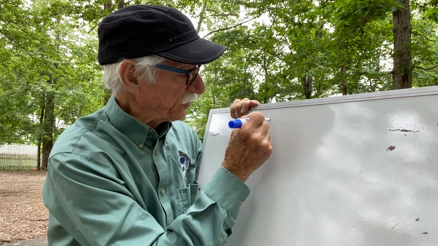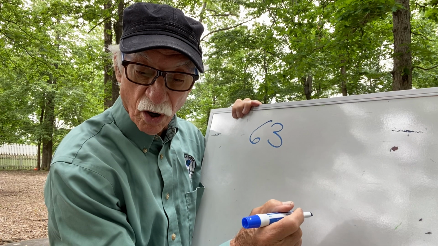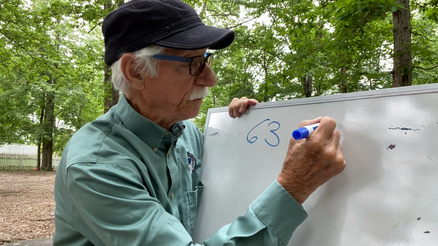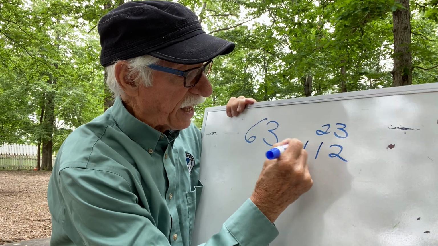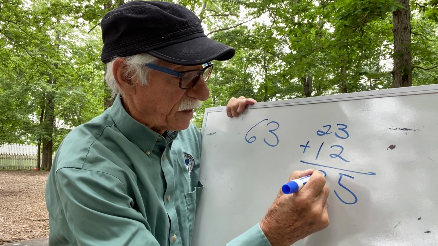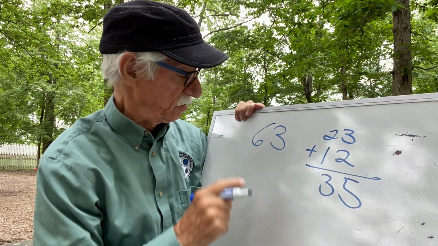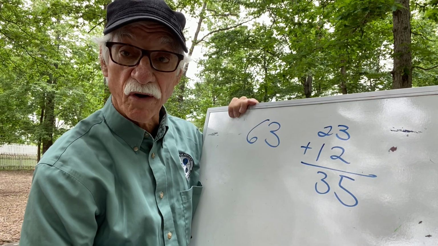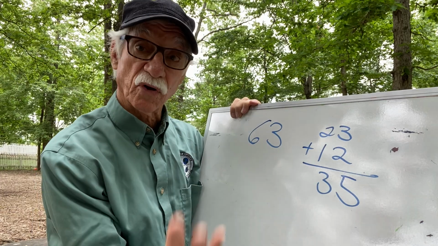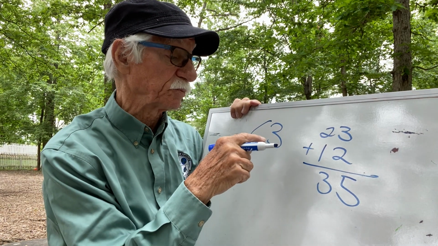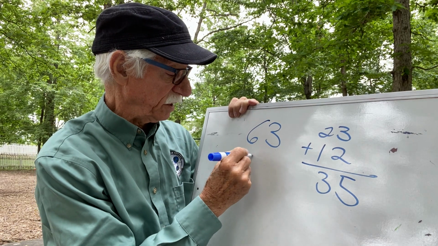So, 63 plants in the garden, but first I've got to figure out how many were hibiscus, 23, and how many were roses, 12. So if I add those two up, I get 35 plants that were either hibiscus or roses of the 63 total in the garden. So I want to know how many were not hibiscus and not roses. So I've got to do a subtraction because I've got to know the difference between hibiscus and roses, which is 35, and the total number of plants, which is 63.